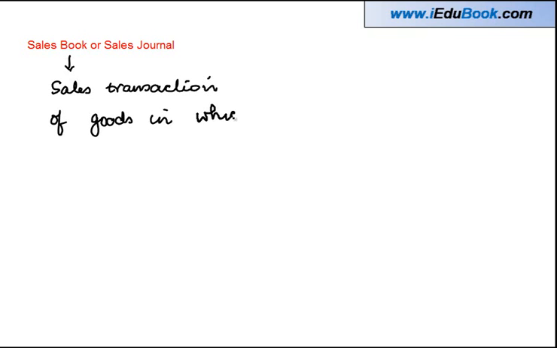Sales book or sales journal. Now, just like a purchase book, you have something which is also known as sales book. The purpose of this sales book is to record sales transactions of goods in which the firm trades. It could be goods or material as a part of its normal activity on credit.